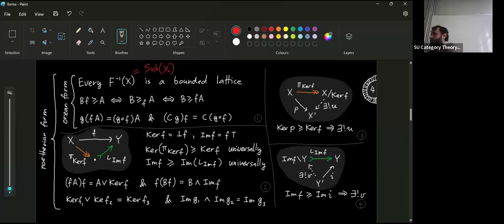A meet of two subgroups is just their intersection. Join is: take their union and generate the smallest subgroup. If one of them is normal, for example, it will be the same as just multiplying them. Okay, so the second axiom says that you can do direct images and inverse images. This is the direct image of a subgroup along a homomorphism F, and this is the inverse image.